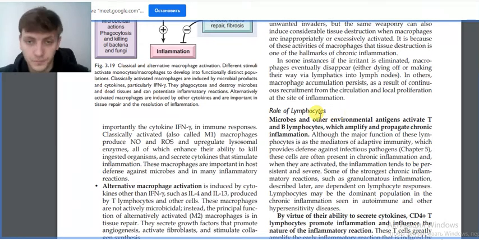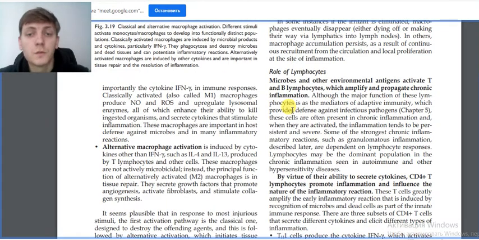Okay, and then let's talk about the role of lymphocytes. Lymphocytes are activated by microbes and other environmental antigens, and they activate the T and B lymphocytes, and they amplify and propagate chronic inflammation. That makes chronic inflammation a little more acute.